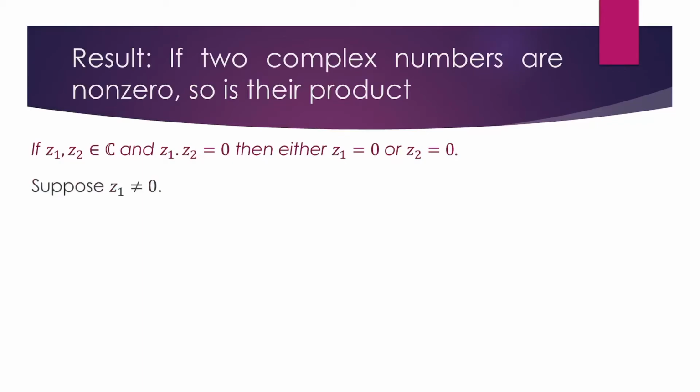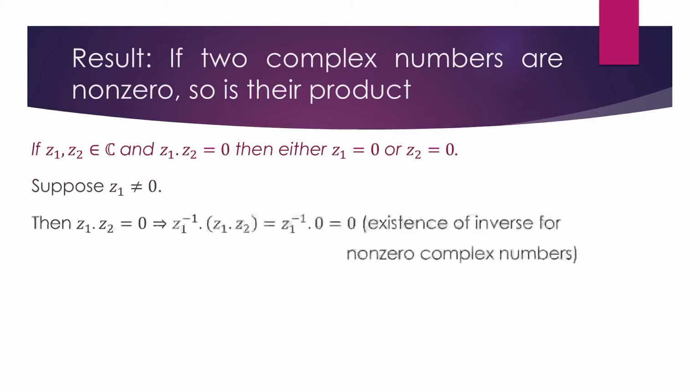So we will prove this. Suppose Z1 is non-zero. Then we have Z1 times Z2 equal to 0. So multiply both sides of this equation with Z1 inverse. Z1 inverse exists because Z1 is non-zero, and we know that for every non-zero complex number there exists a multiplicative inverse. So this Z1 inverse is nothing but the multiplicative inverse of Z1. Since Z1 is non-zero, it exists. So multiply both sides with Z1 inverse.